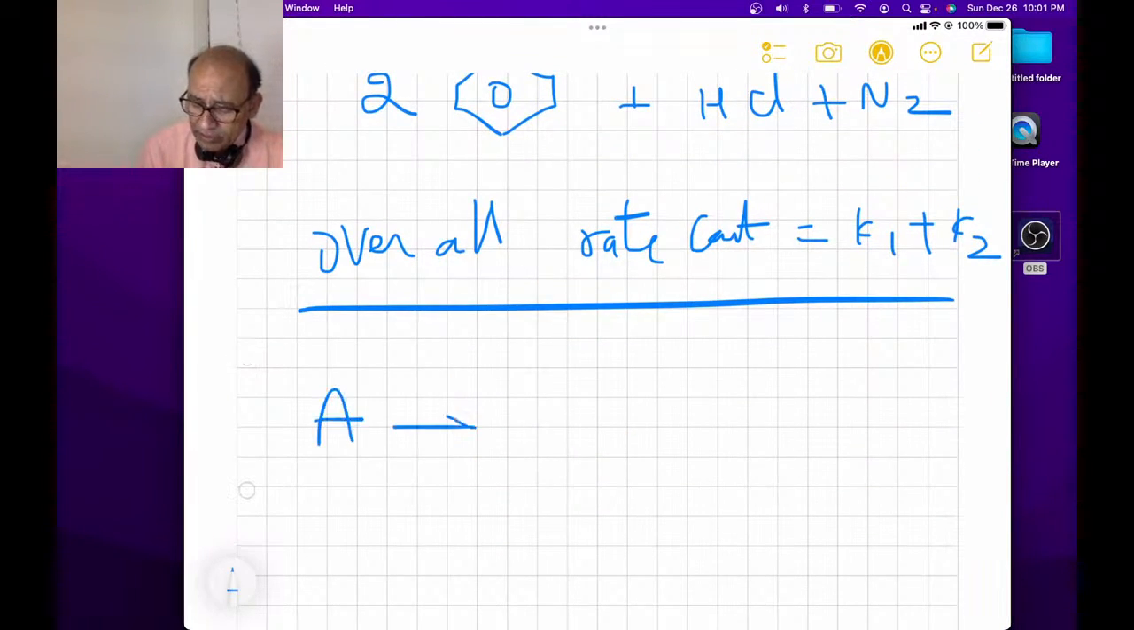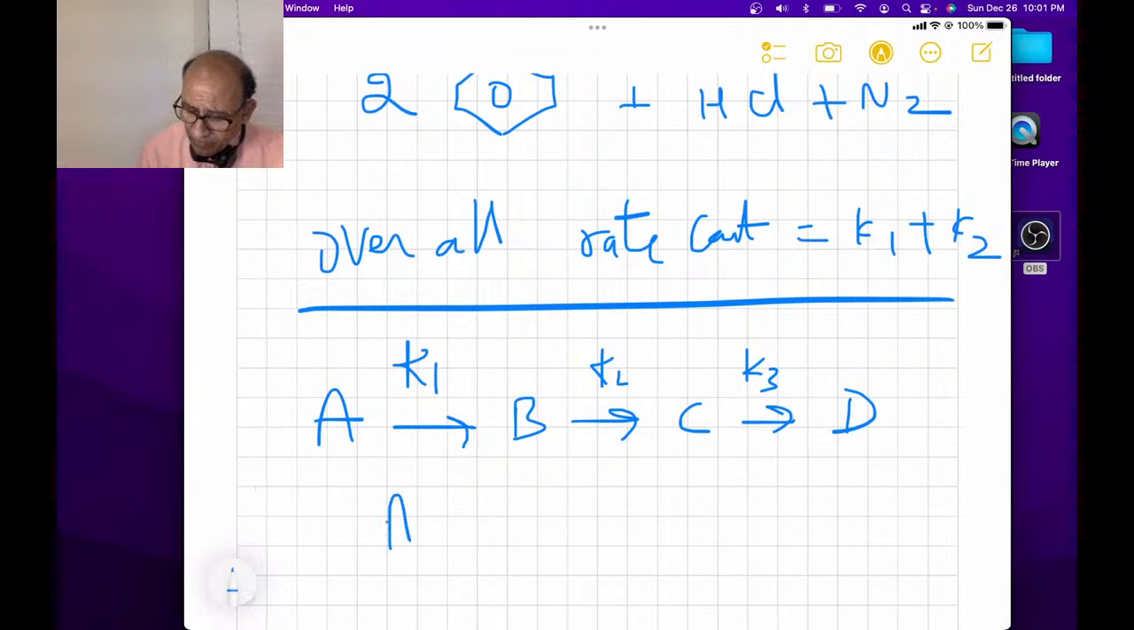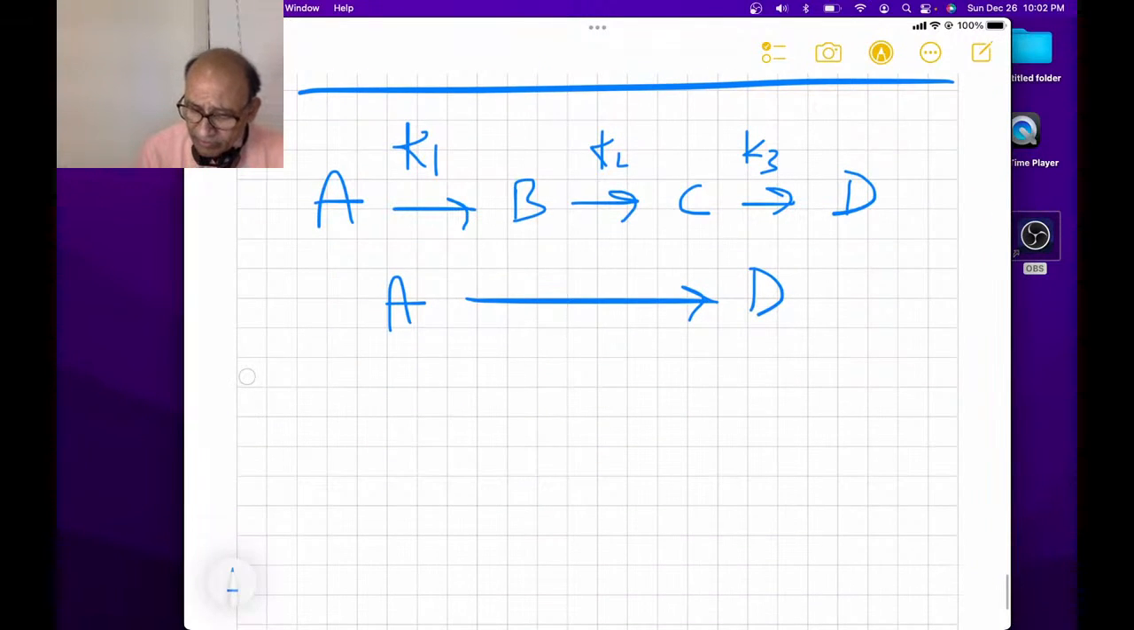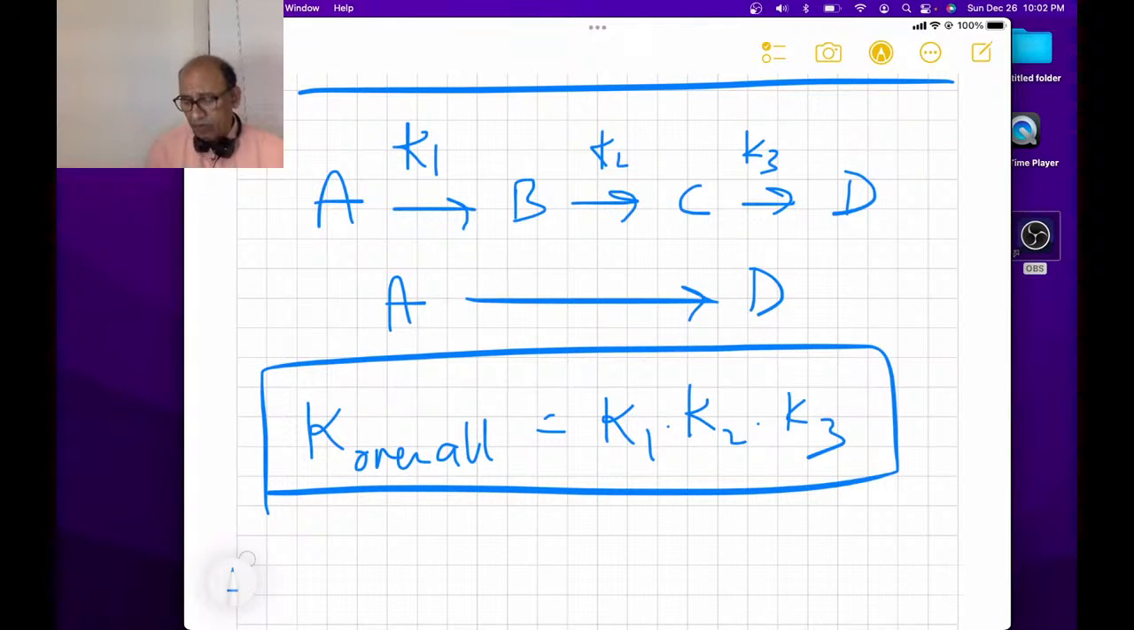Sometimes you can have reactions which proceed in steps. So there are first step, second step, third step. Here rate constant is K1, here rate constant is K2, here rate constant is K3. Then what is the overall rate constant for A to become D? It is given by overall rate constant is equal to the product of K1 into K2 into K3. All these are certain facts. They are worthy to note. Okay.